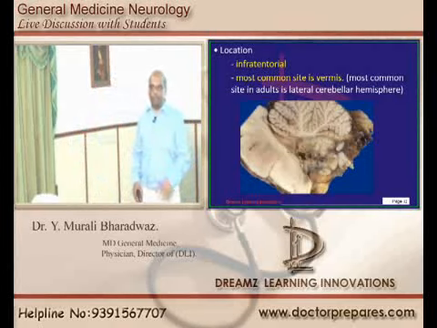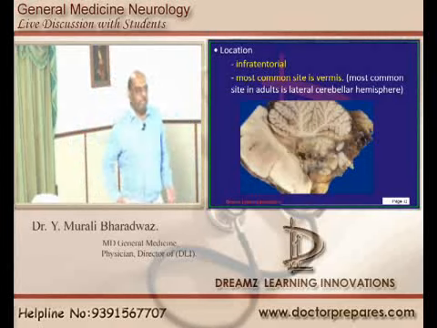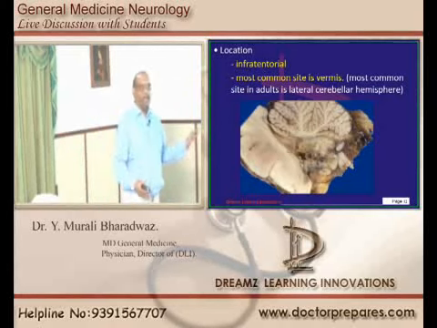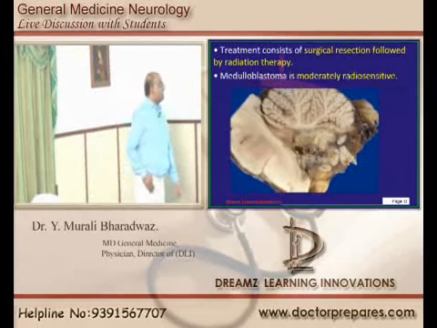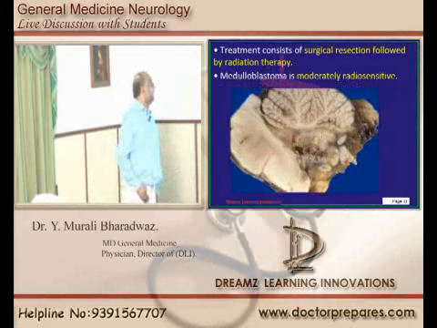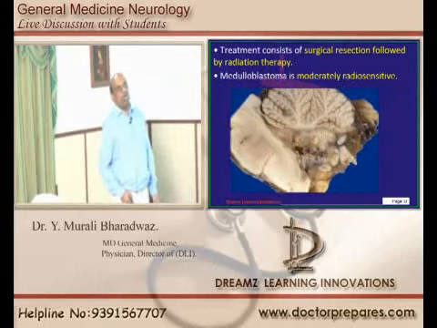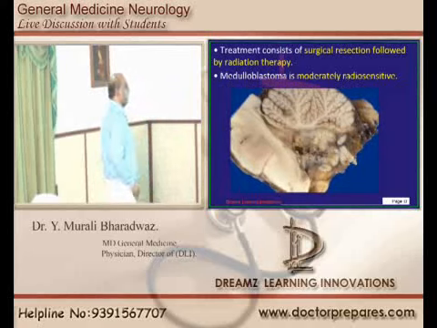Why? Vermis is important for our truncal balance. If the vermis is involved, we get truncal ataxia. And some parts of the cerebellum decide the tone. So which parts decide what? I think you already had an adequate discussion. Mainly the treatment is surgery followed by radiation. And medulloblastoma is moderately radiosensitive, is what you need to appreciate.